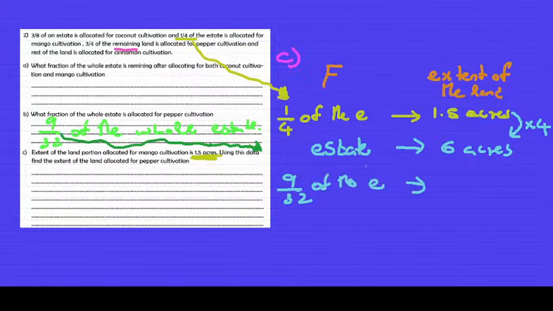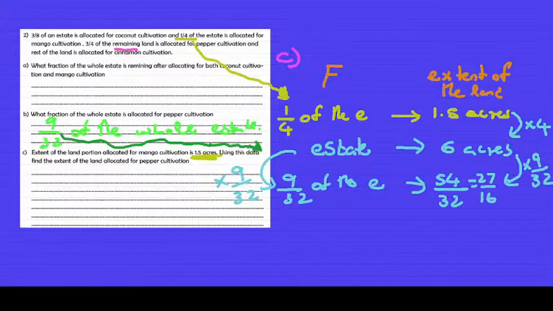9/32 of the estate. So what do we do here? You multiply the entire estate by 9/32. Same thing here then. You multiply 6 by 9/32. So when you multiply 6 by 9/32, 6 times 9 is 54/32. Both are divisible by 2, then you get 27/16 acres.